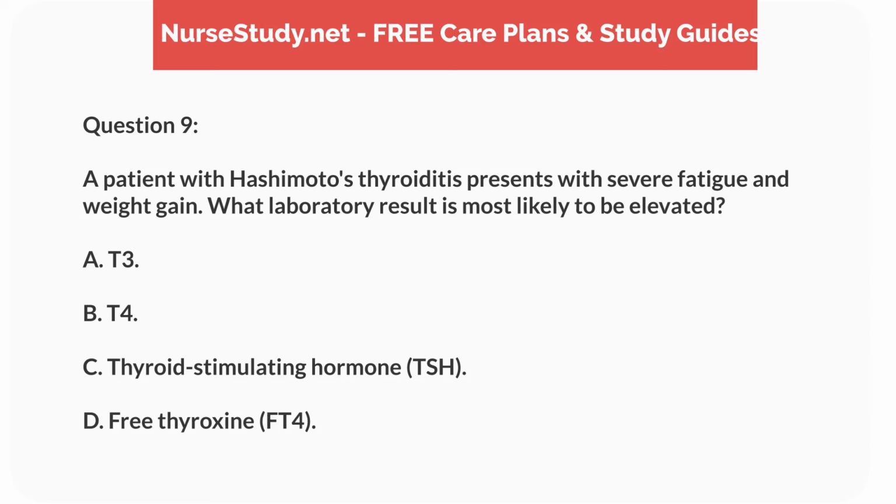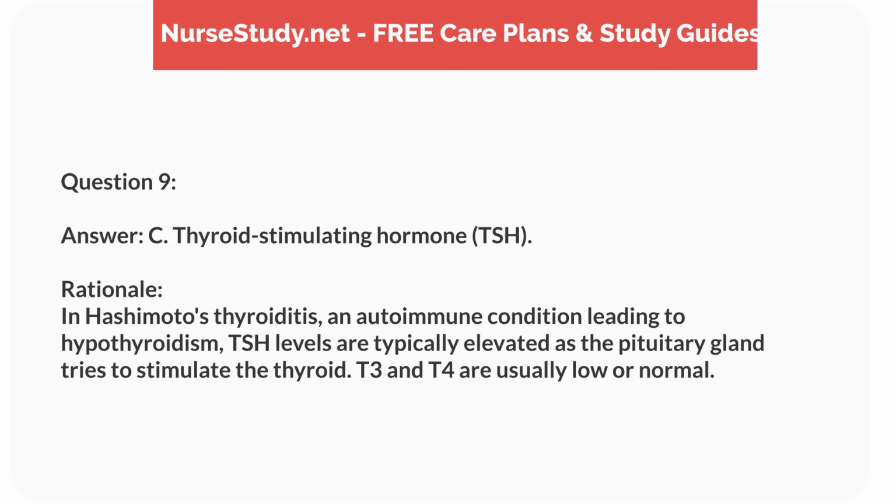Question 9. A patient with Hashimoto's thyroiditis presents with severe fatigue and weight gain. What laboratory result is most likely to be elevated? A. T3. B. T4. C. Thyroid stimulating hormone, TSH. D. Free thyroxine, FT4.